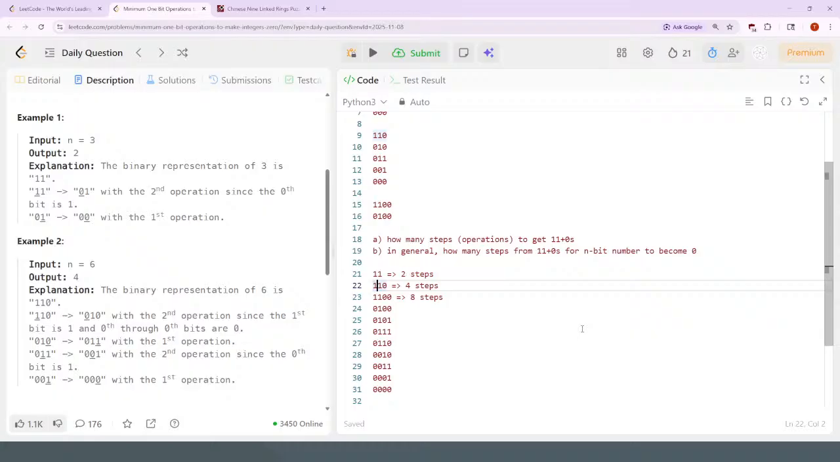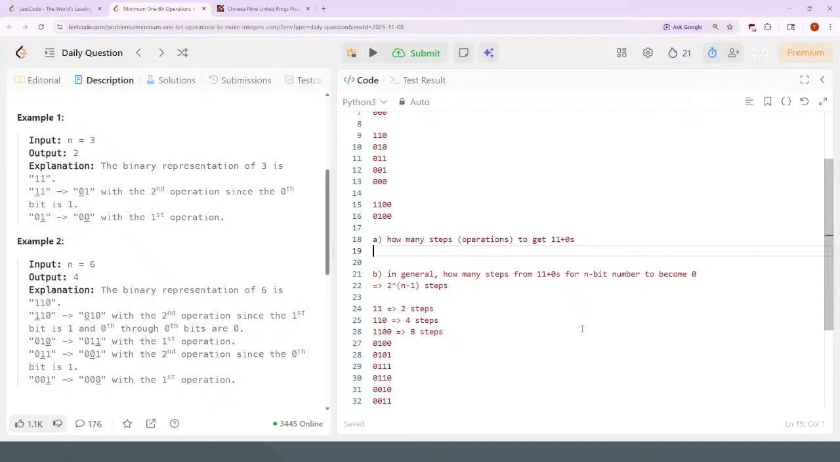Okay. So this is 2 to the power of, so if it's n bits, then it's 2 to the power n minus 1 steps. Okay. So now it's just a question of how to go from an arbitrary input to 1, 1, 0s or 3 times 2 to some power.